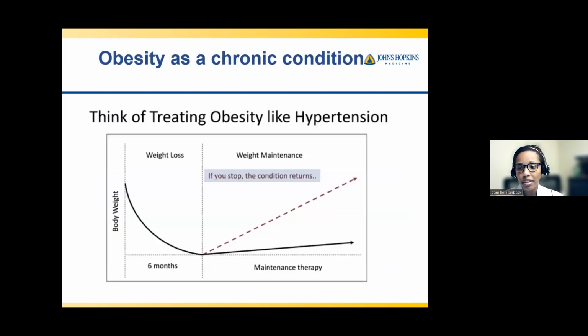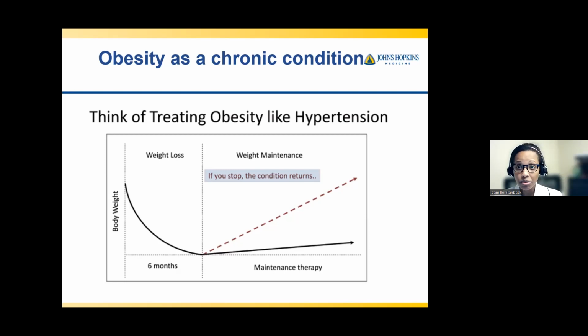So what happens if we only treat obesity for the short term or only use medications for the short term? I often get the question, so great, my patient lost weight or I lost weight, can I stop the medication? The answer is when we do that, the weight gain recurs. If we think of this as treating another chronic medical condition, such as high blood pressure or hypertension, we can have a better understanding.